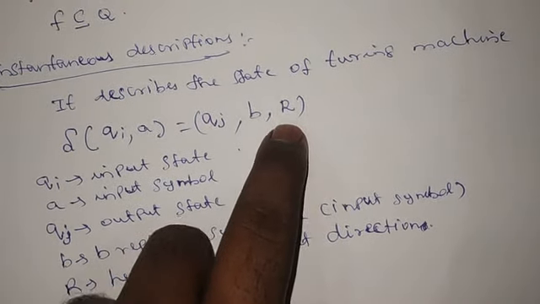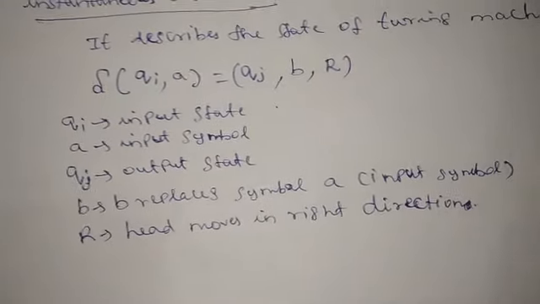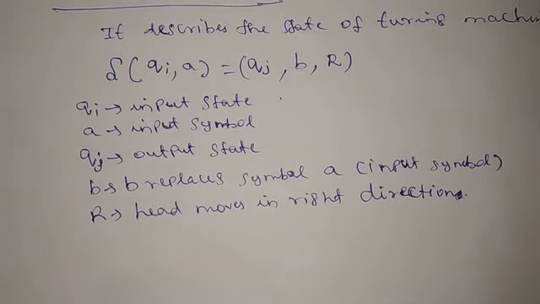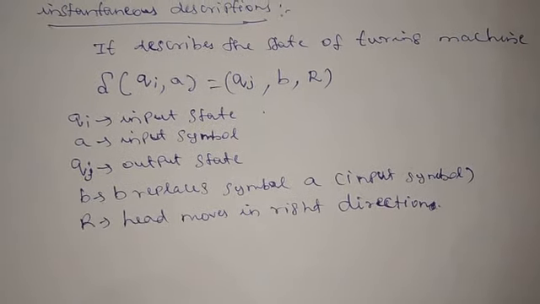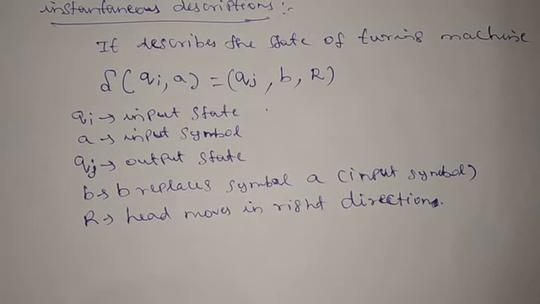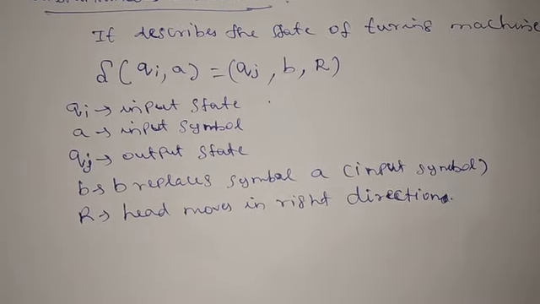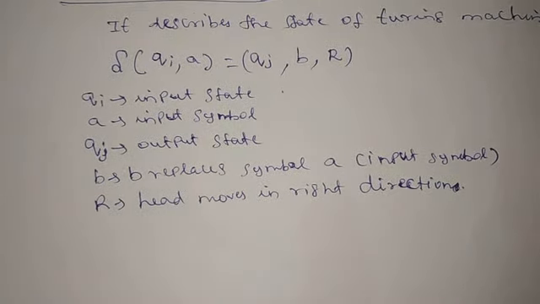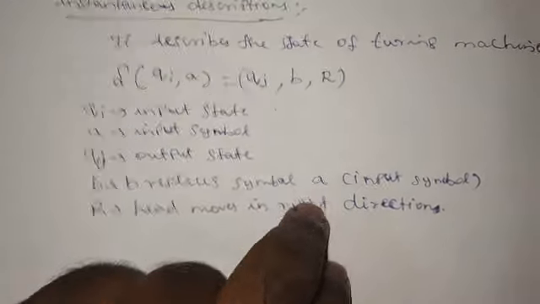And when I write R, that means the read head moves in the right direction. So I have given the description over here. Qi is called an input state, A is the input symbol, Qj the output state, and B replaces symbol A. That means A is the input symbol, and B is called a tape symbol. So whenever you replace a symbol by another symbol, that replacing symbol is called a tape symbol. So R moves in the right direction. This is called the instantaneous description.